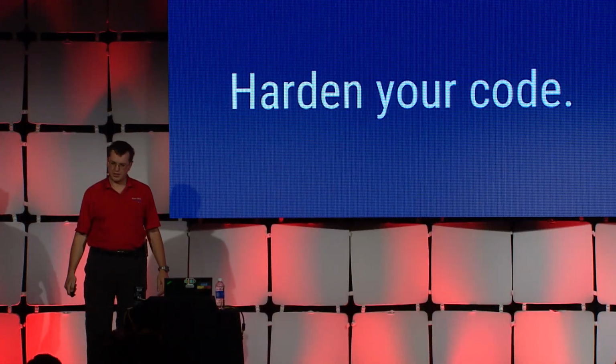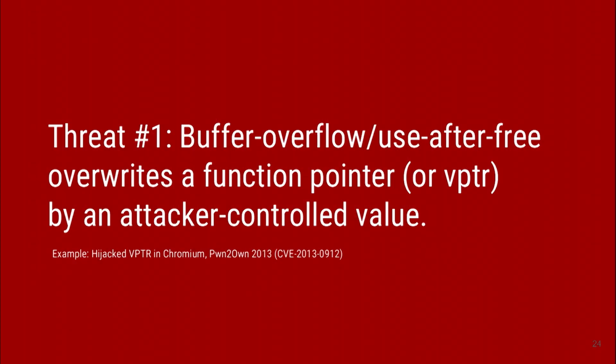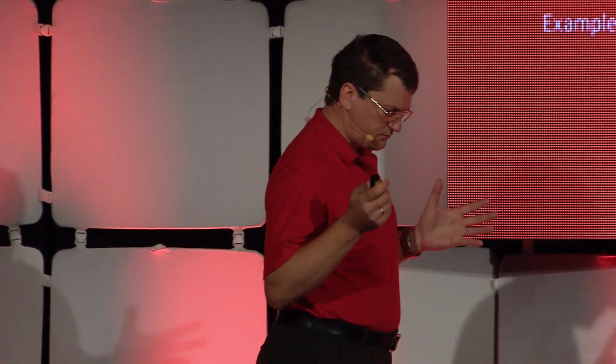This leads me to the last part of my talk, which is about code hardening. I will describe two threats and two mitigations for these threats. Threat number one is traditional memory corruption, when the bad guys overwrite your function pointer or a virtual pointer with something they control. This is not a theoretical problem. We've seen it in the wild many times.